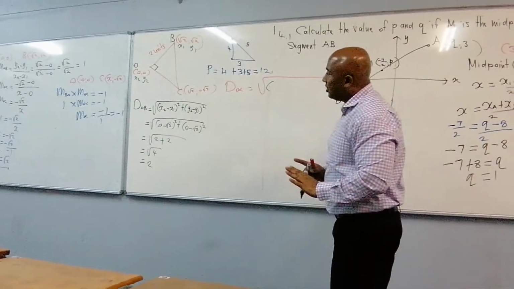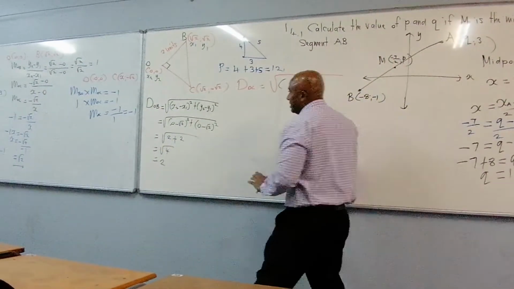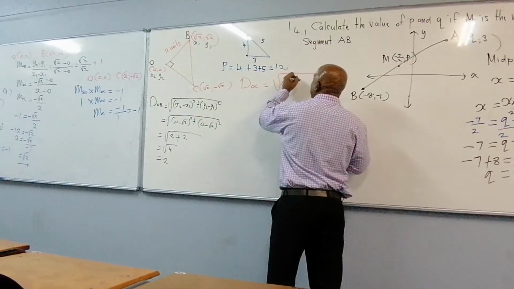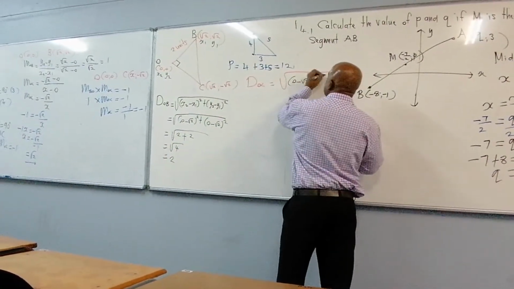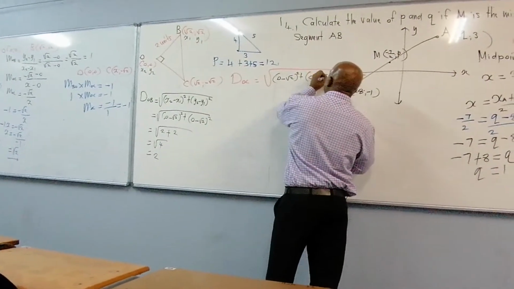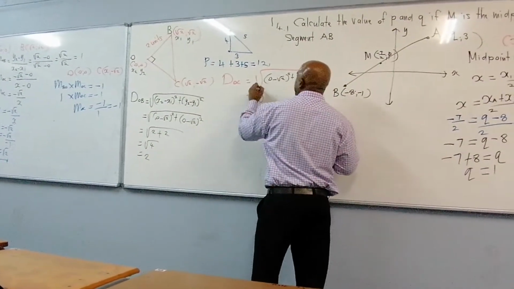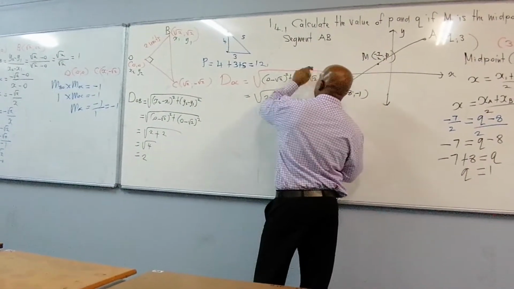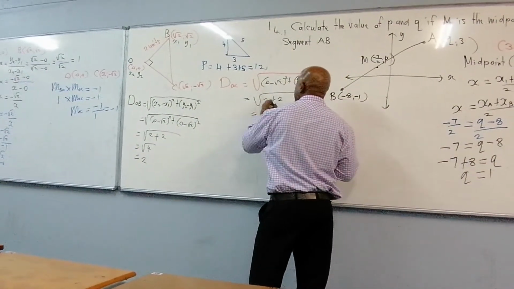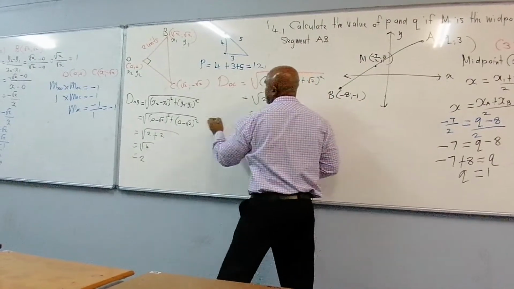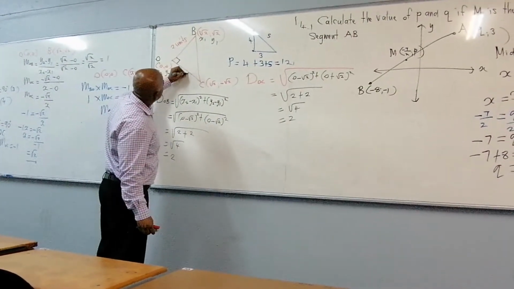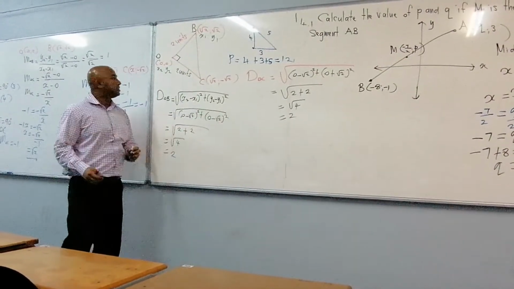So I'm just going to do OC very fast. I'm going to go that minus that. So 0 minus root 2 squared plus 0 plus root 2 squared. So that's minus root 2 squared is 2. Root 2 squared again is 2. So the square root of 4, which is equal to 2. So therefore, this here is 2 units.